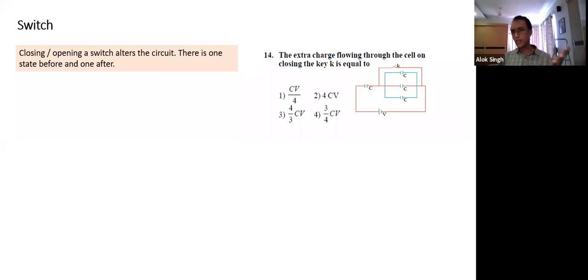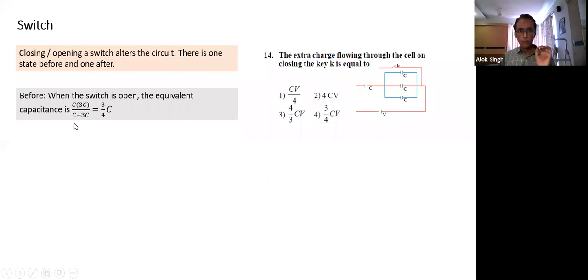In each case, we will find the charge from the battery. Extra charge sent is the charge in the second case minus the charge in the first case. So what is the before case? The switch is open. When the switch is open, this part of the circuit is not taking part. This branch is of no use.